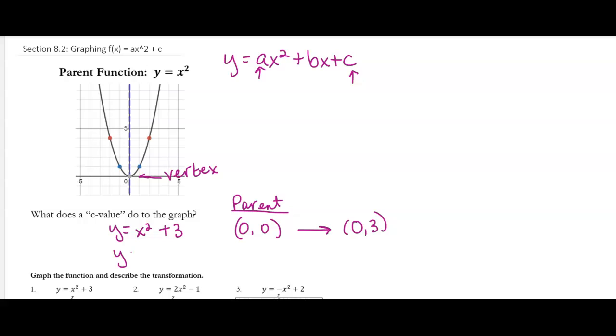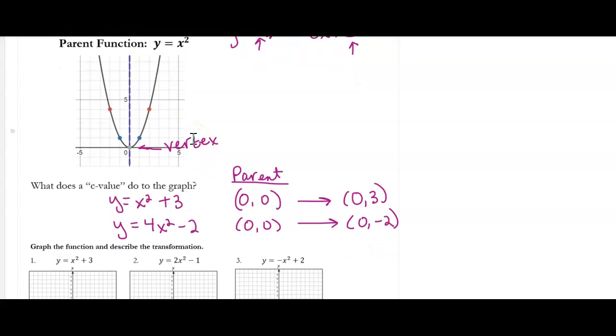If I have y equals 4x squared minus 2, the parent's at (0, 0). The 4 just tells you that it's going to be a stretch. It's not going to actually move the vertex. But this negative 2 is going to move the vertex to (0, -2). Okay, so let's graph some of these so we can see what's happening.